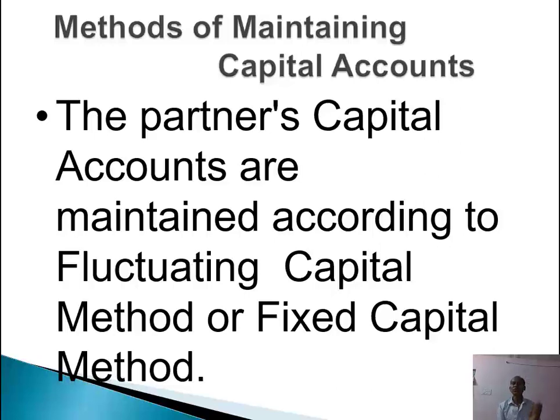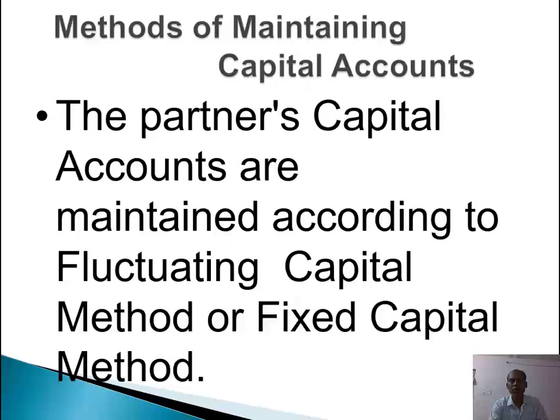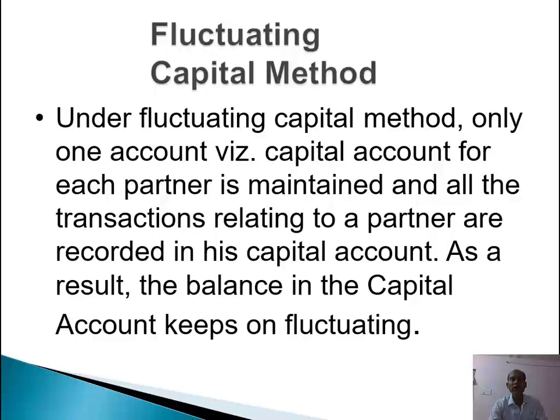And methods of maintaining capital accounts. The partners' capital accounts are maintained according to two methods. One is the fluctuating capital method and the fixed capital method. In the fluctuating capital method, only one account should be maintained: a capital account for each partner, and all the transactions relating to a partner are recorded in the capital account, as opposed to a current account.